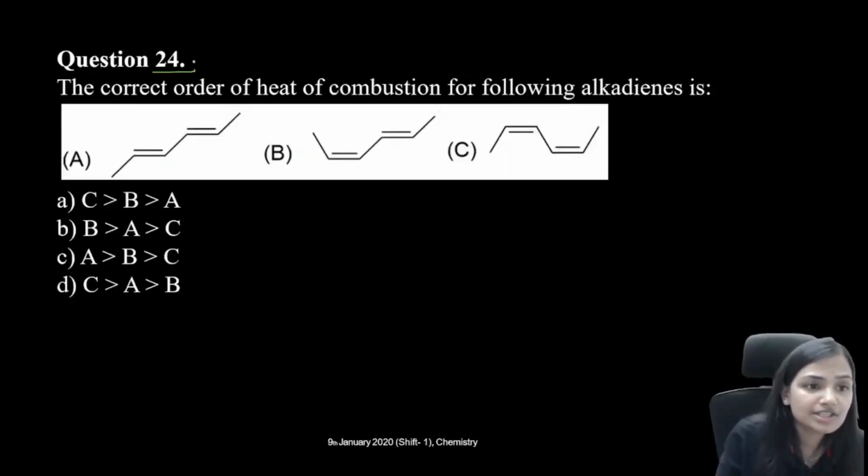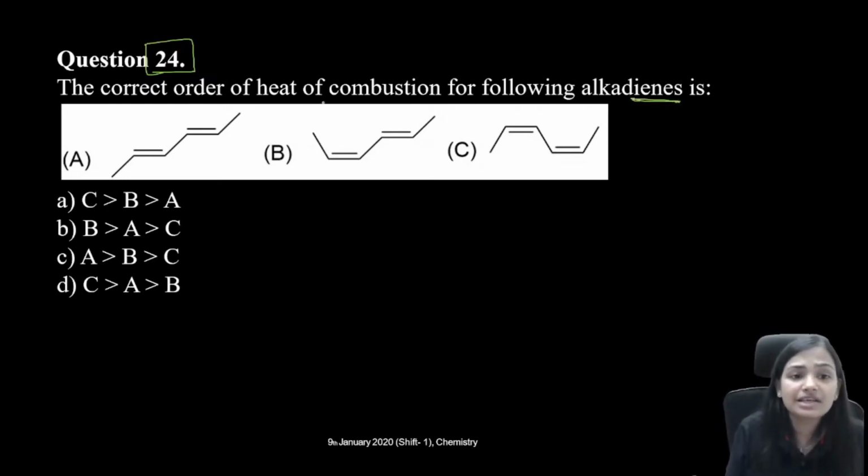Let us come over to question number 24. The correct order of heat of combustion for the following alkynes is, actually we have dienes. Okay, so which will have the highest heat of combustion, meaning which will require more energy for the combustion? More heat of combustion. Quite easy. If you try, it's an easy question.